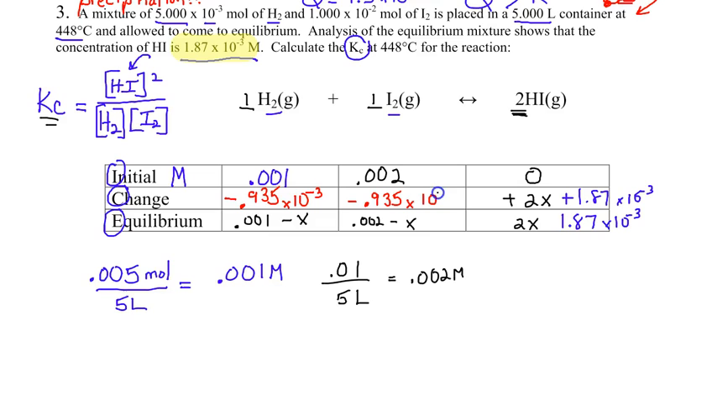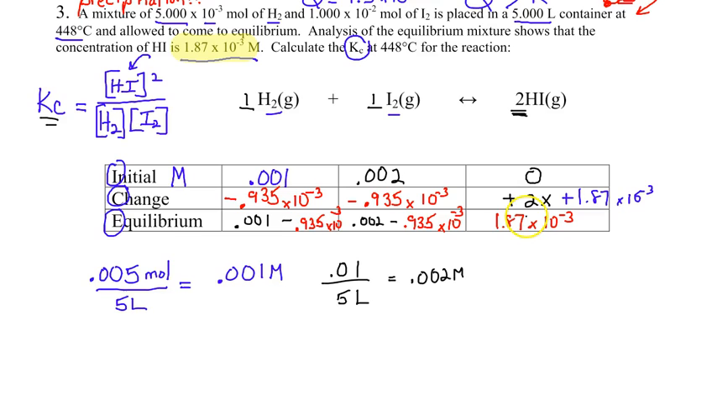Okay? And of course, now we can do the math, right? Now we know what the x is. So it's going to be 0.001 minus, you guessed it, 0.935 times 10 to the negative 3. And this is going to be 0.002 minus, okay, 0.935 times 10 to the negative 3. This 2x goes away because the 2x value is that. Remember, it's 2x plus 0. This was the 2x plus 0, so that's our value, which is, let's write it nicely, 1.87 times 10 to the negative 3.